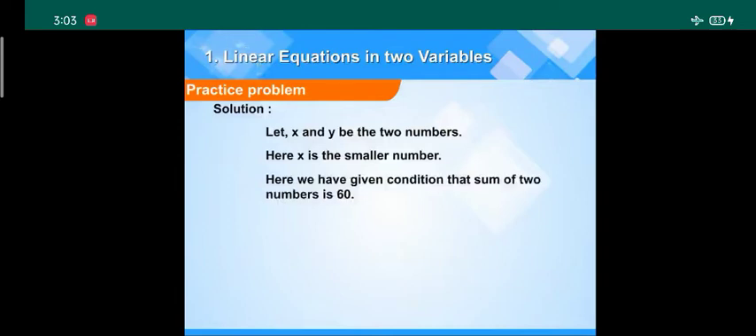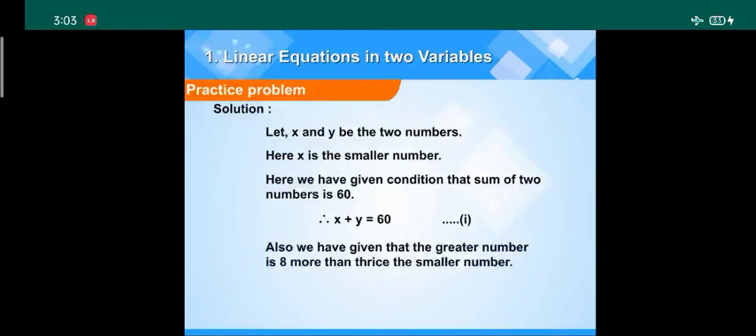And here we have the given condition that the sum of two numbers is 60. Therefore, x plus y is equal to 60. This is equation number 1. Also, we are given that the greater number is 8 more than thrice the smaller number. Therefore, y is equal to 3x plus 8. That is, 3x minus y is equal to minus 8. This is equation number 2.